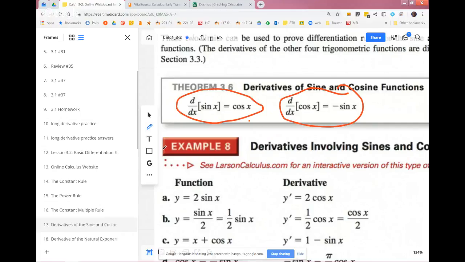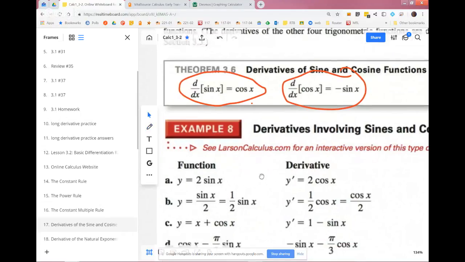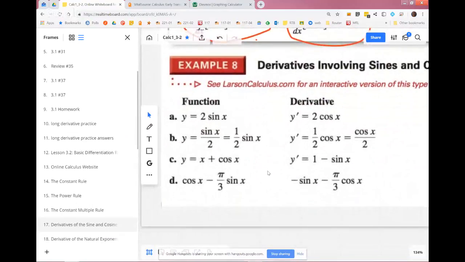All right, so let's apply these. What's the derivative of 2 sine x? Well, we have a constant out in front as a coefficient. We can ignore that. What's the derivative of the sine? The cosine. So that coefficient just stays there, and the answer is 2 cosine x.